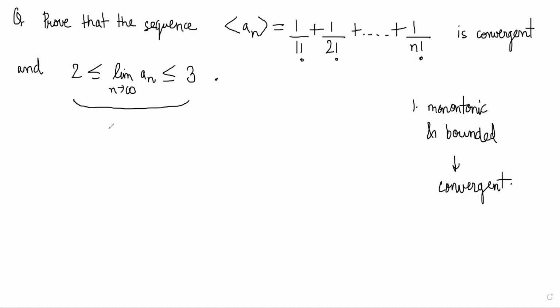Sir, monotonic is done. How? When I did f of n plus 1 minus f of n, I got 1 upon n plus 1 factorial. So is it monotonically increasing or decreasing? That is always positive, so it is monotonically increasing. Find the bounds then.